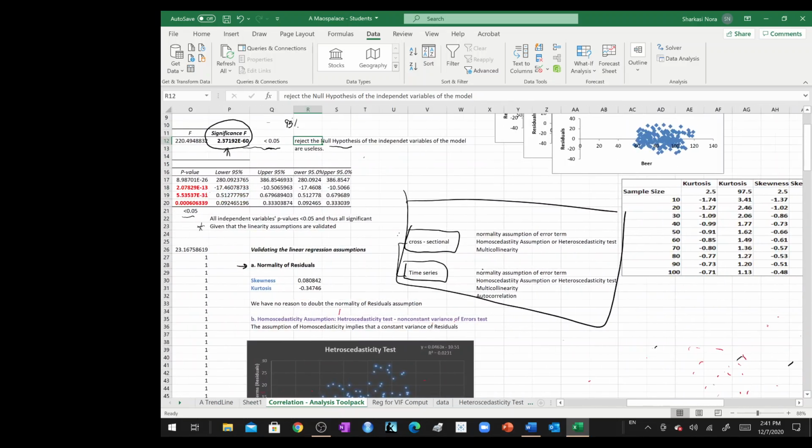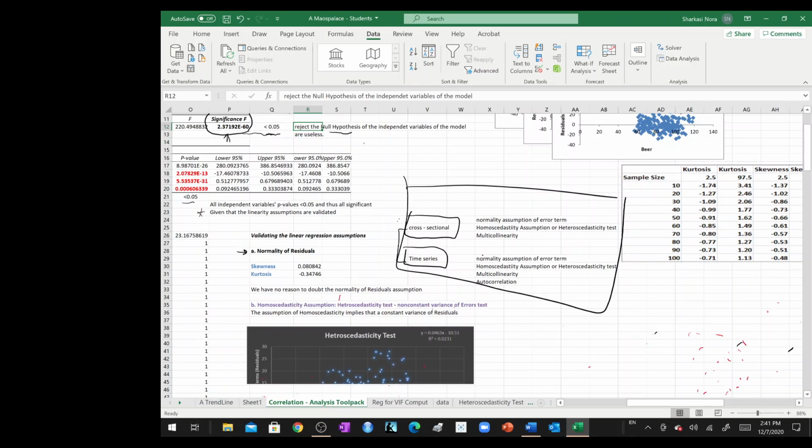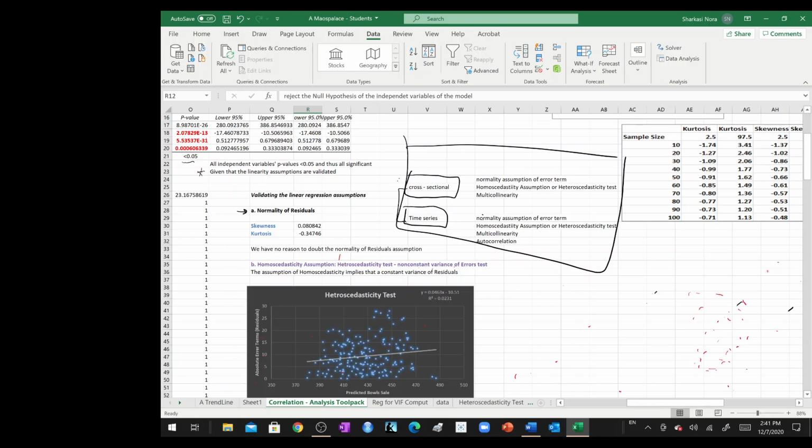With cross-sectional data, we have to test three different assumptions. The first is the normality assumption of the error term. The second is the assumption of homoscedasticity. The third assumption is multicollinearity. When the data is time series data, which I would cover in a different video, we would also test for normality of the error term, homoscedasticity, or the test of heteroscedasticity, that the error is non-constant, multicollinearity again, but also another test for autocorrelation.